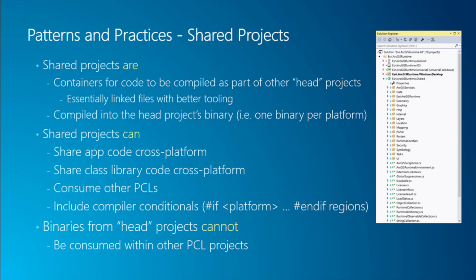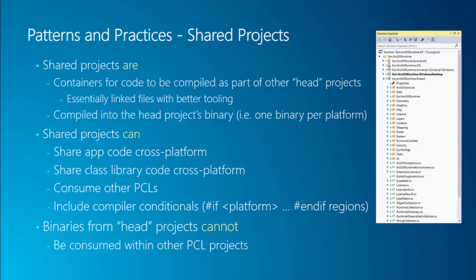So what can shared projects do? They can share all your app code cross-platform. As I explained, you link sets of code into your application. It can be linked into multiple application projects. If I have an iOS application project, an Android app, and a UWP app, I can link the same project into all of those, and then all that code is getting reused in all those applications. Same thing with class library projects.